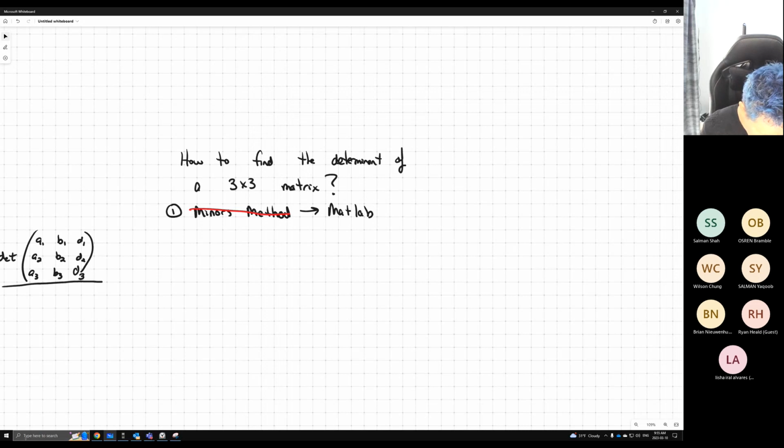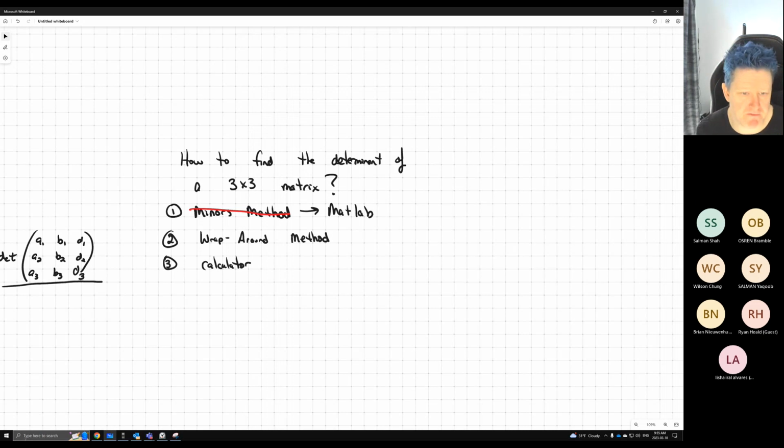The second method I call the wraparound method. It is easier, and that's what I'm going to show you in here. And method number 3 is the calculator. So I'll show you the wraparound method, and then we'll do some with the wraparound method, and then we'll do some with the calculator. Okay, so here's how the wraparound method works. Let's say we have a 3x3 matrix.